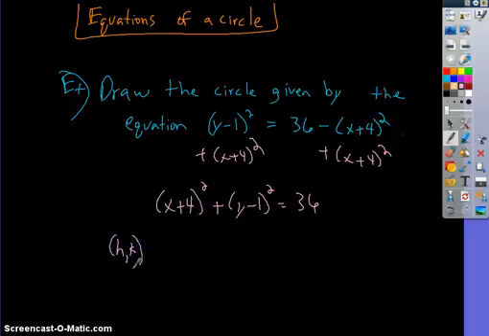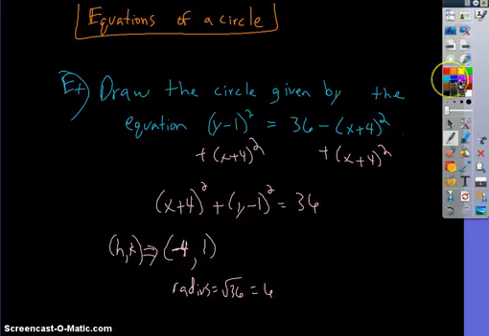So if that's the case, h and k must be -4 and +1. And the radius, the square root of 36, is 6. So if I actually graph that, this is what it would look like. I first have to graph the x-axis and y-axis.